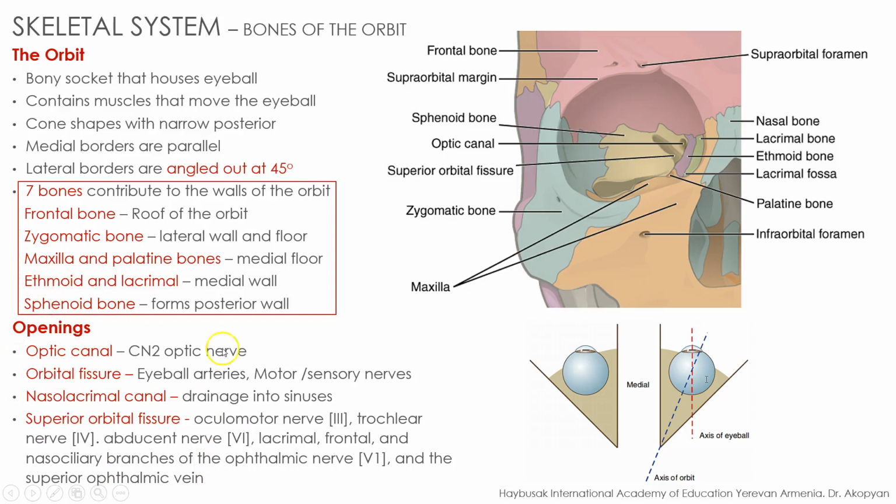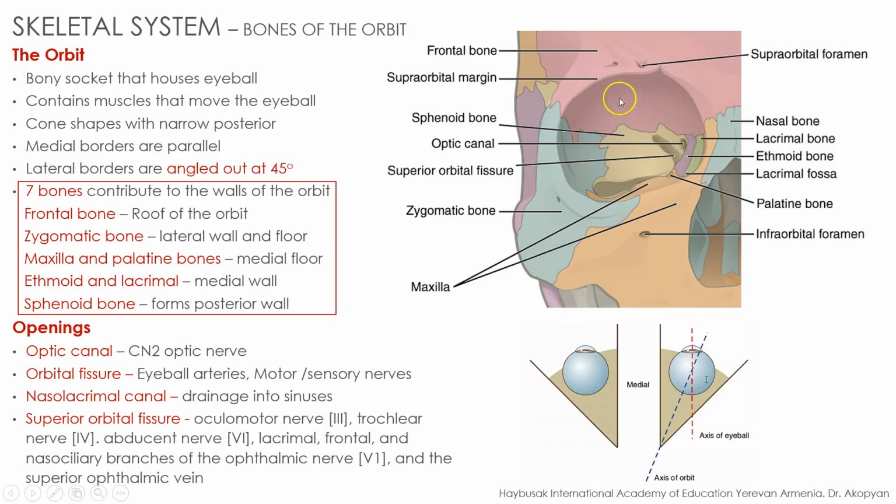Now, to summarize, let's take a look at the orbit again and understand the surface and other features of the orbit. It is a bony socket that houses your eyeball and contains the muscles that move the eyeball. It is a cone-shaped structure with a narrow posterior and wide anterior. The medial walls of the orbits are parallel, whereas the outer walls are at an angle of 45 degrees to each other. Seven bones contribute to the walls of the orbit.